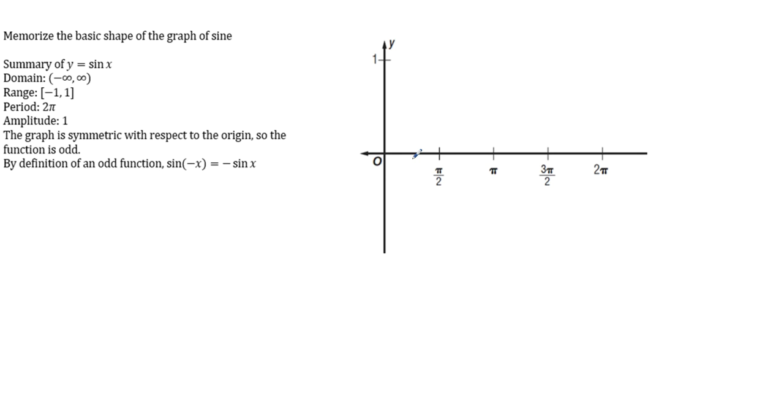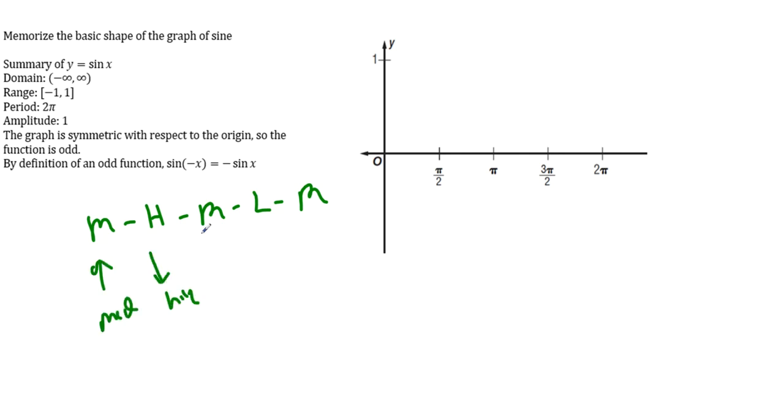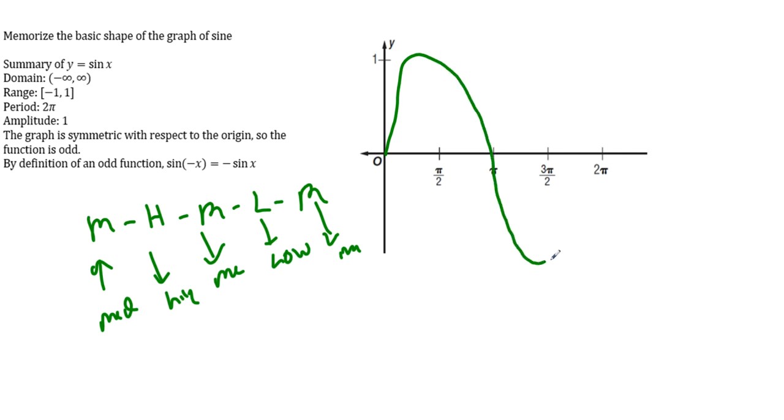So one of the tricks that we teach is if you're doing sine, okay, it's M, H, M, L, and M. This is medium, high, medium, low, medium. Okay? So I'm going to go up to here and I'm just going to sketch it. I'm going to go up, high, low, and then medium. Okay? Something like that. So you just want to be able to sketch it pretty darn fast.